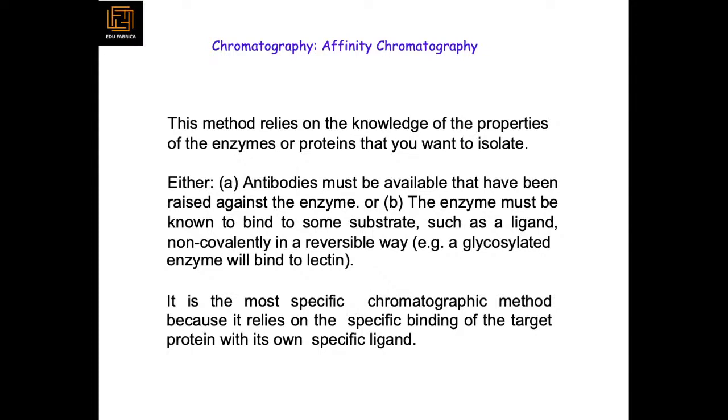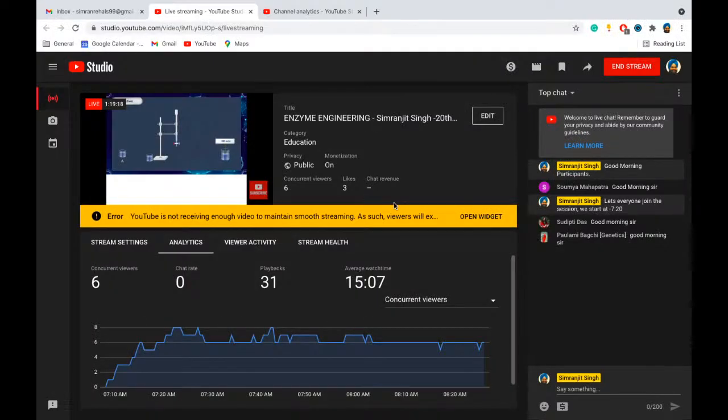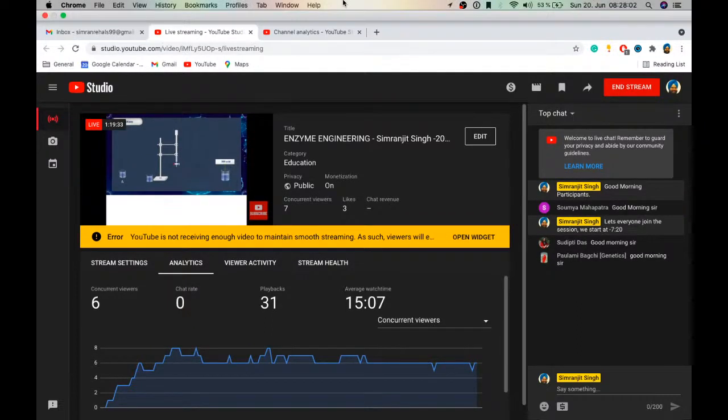So let's take a 5 minutes break here. Then we continue with the further lecture. Let's take a break just to have a mindset again for another chapter. So let's meet around 28 or 38 or 37. And continue with affinity chromatography.